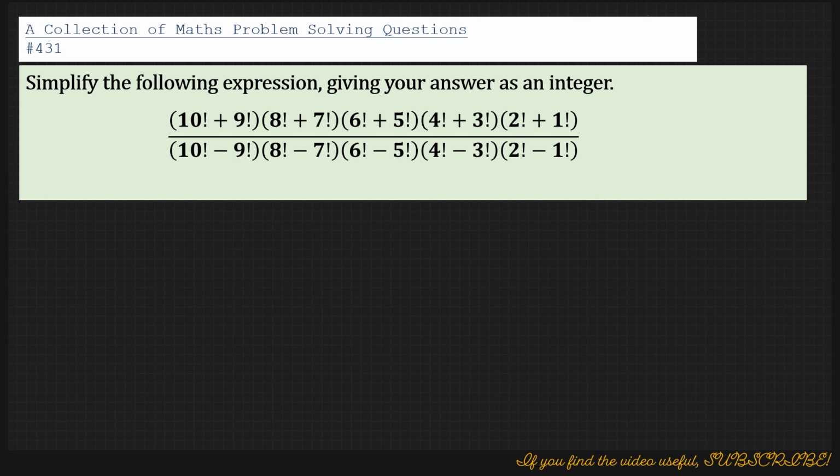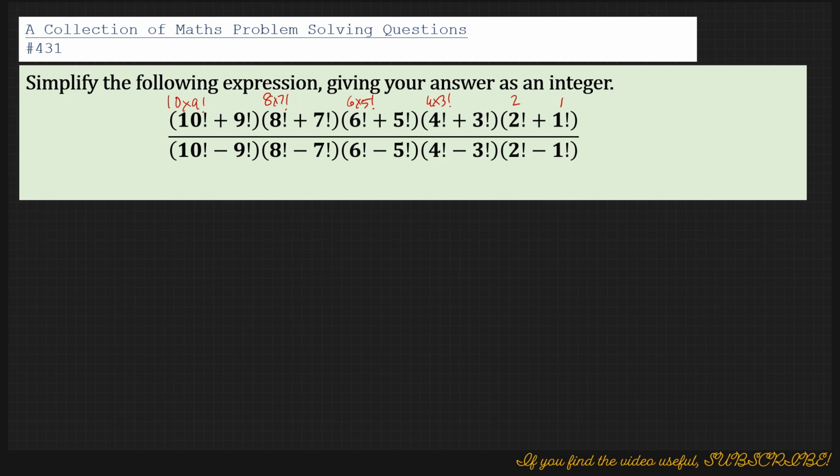So I can rewrite this entire thing now as: factorial 10, as I just said, is 10 multiplied by factorial 9, and this is 8 multiplied by factorial 7, 6 multiplied by factorial 5, 4 multiplied by factorial 3, and 2 and 1. So the same for the denominator.